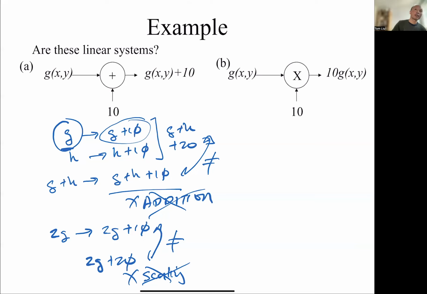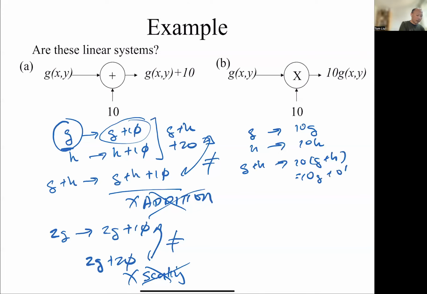Okay, let's take a look at this. So this one, the overwhelming over 90% said yes, so sort of flipped. So let's take a look at this. So this says we go from G to 10G, right? So if we had H, that would go to 10H, right? And then if we had G plus H, that would go to 10(G plus H), which is equal to 10G plus 10H, which is equal to the sum of those, right?